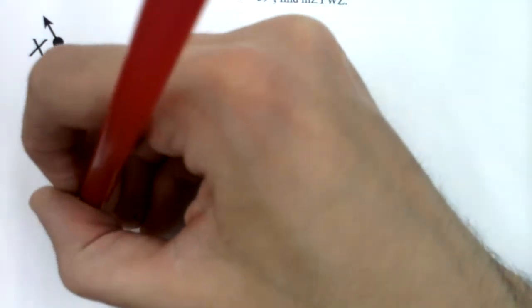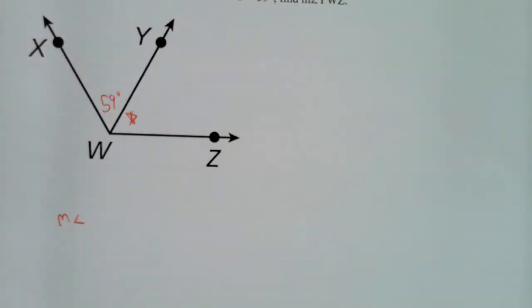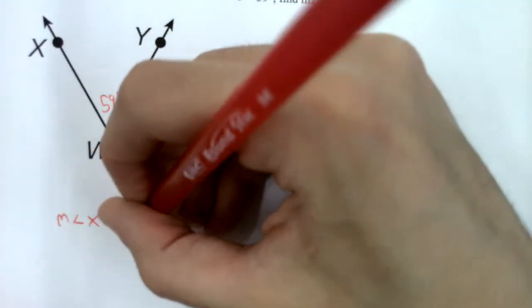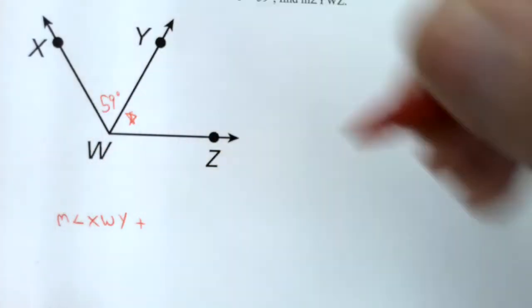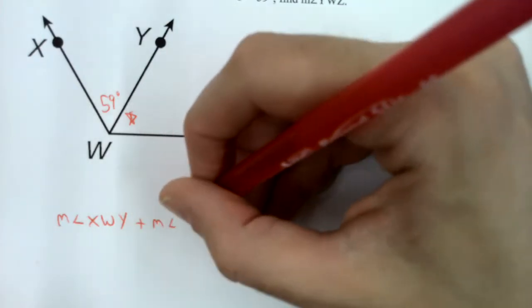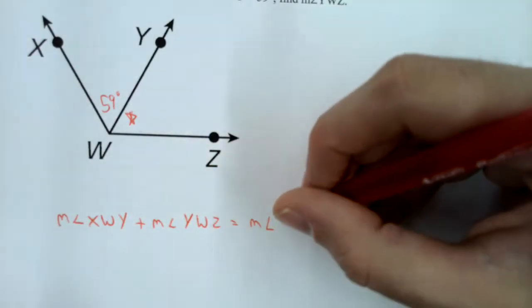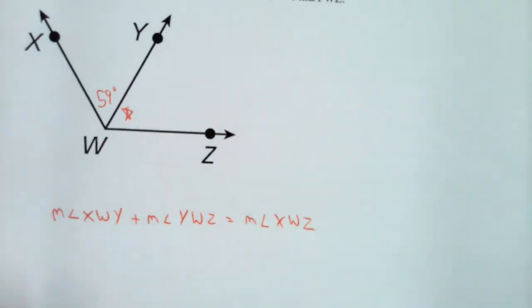So we're going to use the angle addition postulate. And you don't have to write this out on a test or quiz. But if I'm taking this small angle plus this small angle, I'm saying it equals the big angle. The entire angle is XWZ.